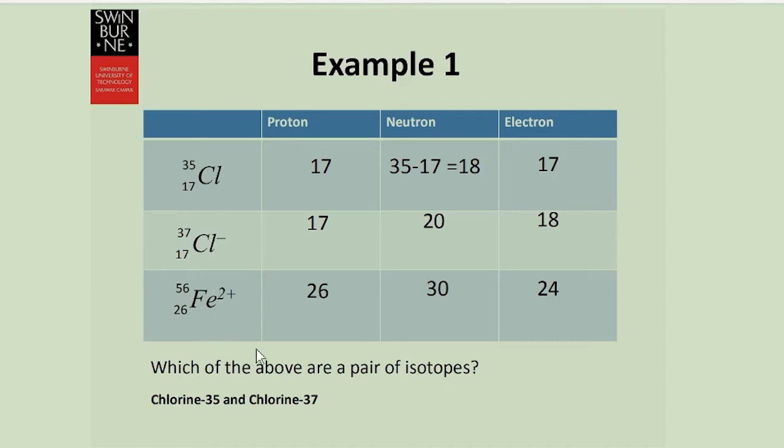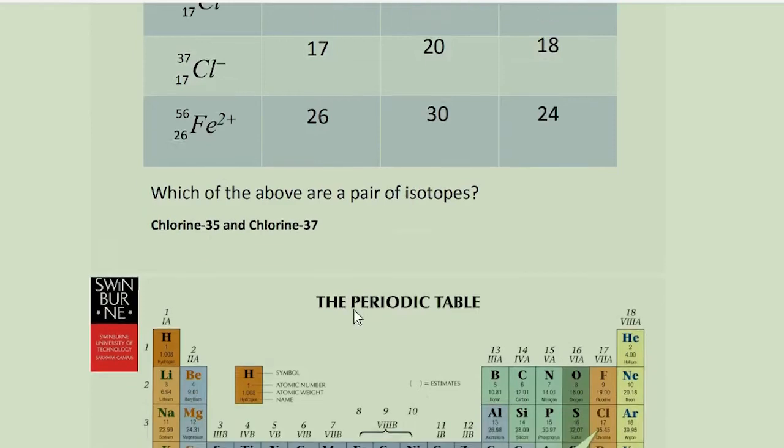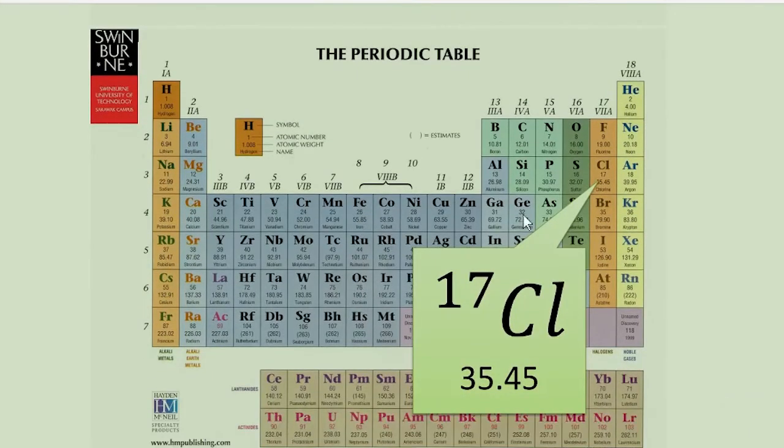Another thing: this table is telling us that there are 2 chlorines here, chlorine 35 and chlorine 37, so they are the isotopes of chlorine. We can also see the position of chlorine on the periodic table. If we look at the periodic table, we will see that chlorine lies in group number 17 in the modern periodic table, or 7A.